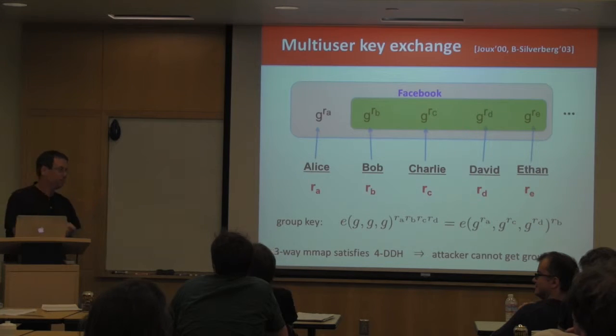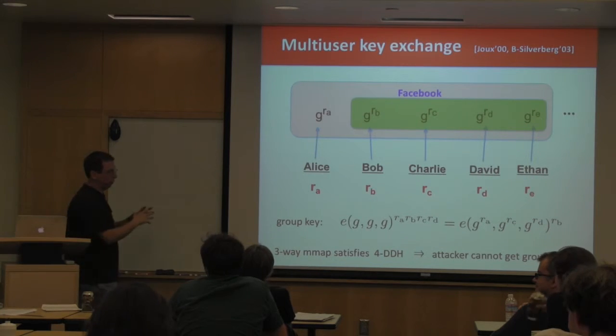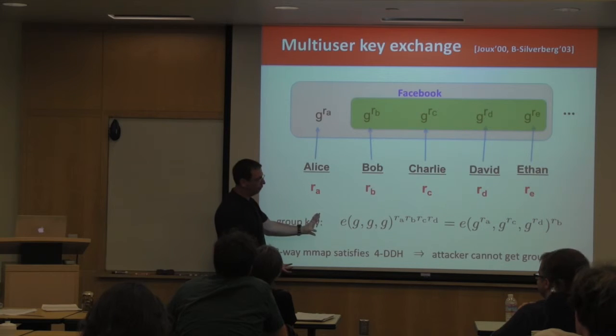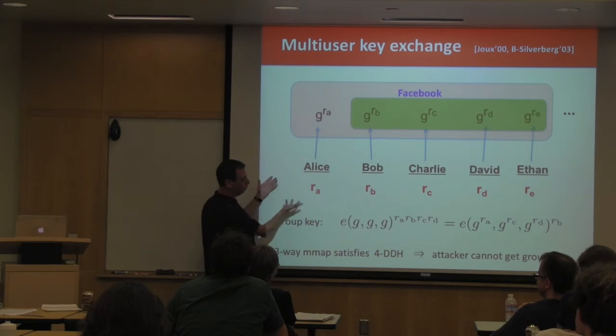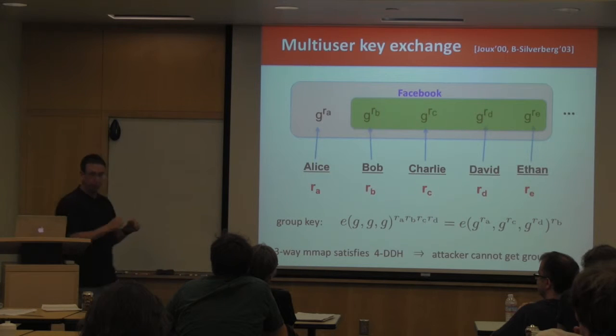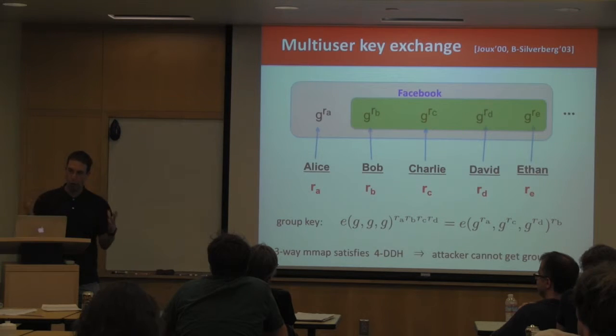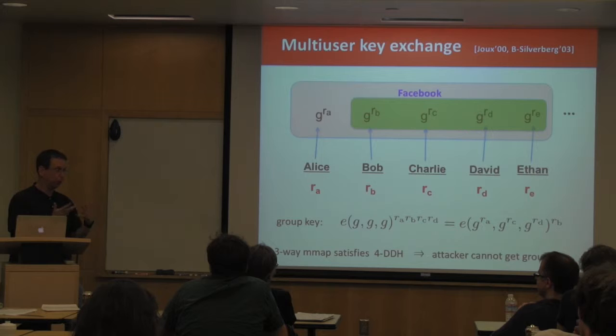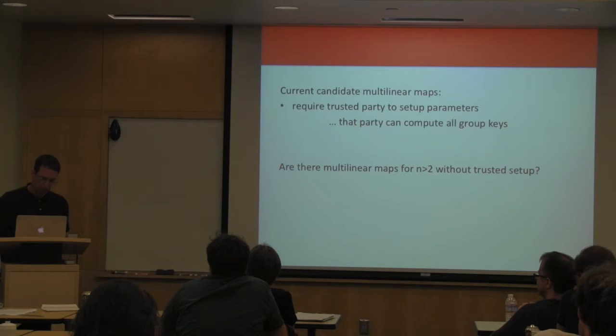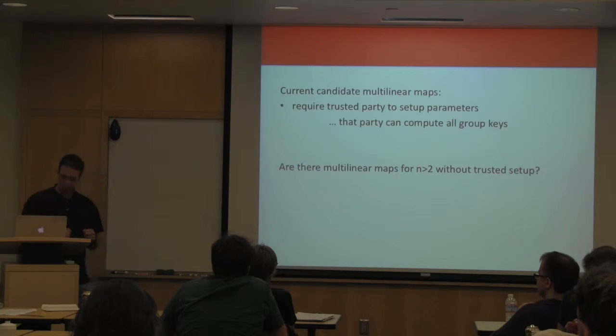Okay. So you can imagine somebody would publish parameters for this multilinear map. Then any group can generate parameters, but that somebody can then figure out what the secret keys are for all the groups. So this would not be encouraging for people to use. So the first challenge is, can we have multilinear maps without trusted setup?